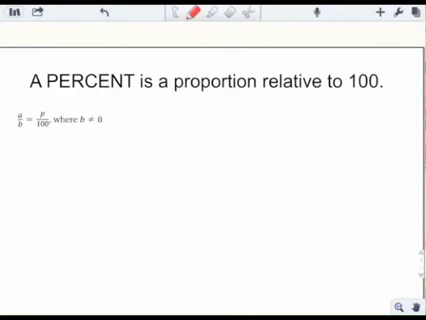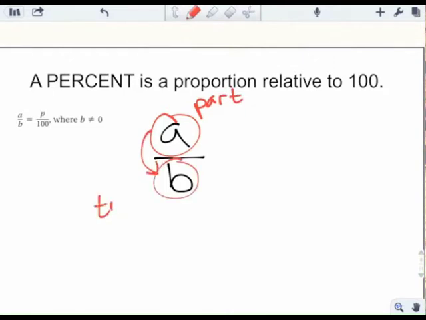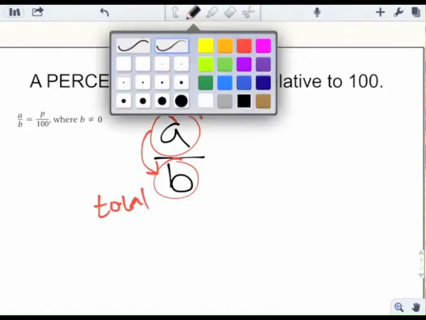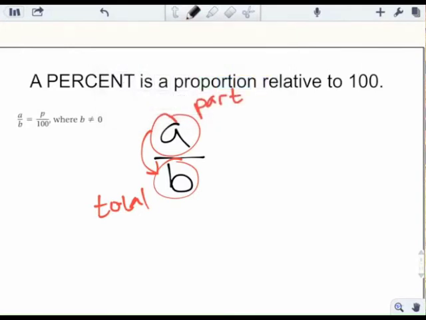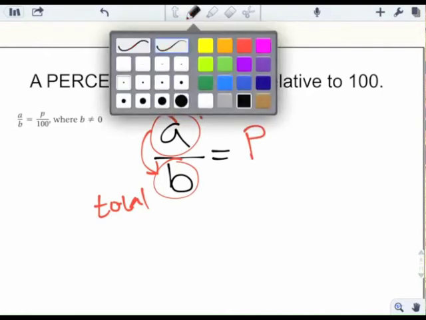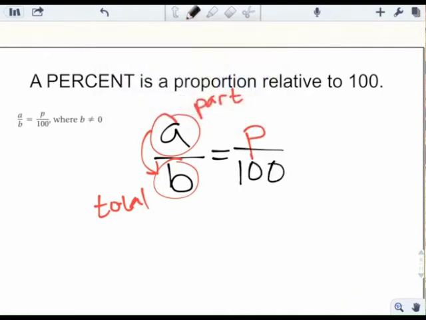Alright, now let's look briefly at percents. So a percent is a proportion that is relative to 100. What in the world does that mean? Well, if you have A and B, which are numbers, the ratio of A, which is called a part, to B, which is called the total, this ratio can be set equal to the percent divided by 100. So let's see some examples of this, because I don't know about you, but this doesn't even make sense to me.